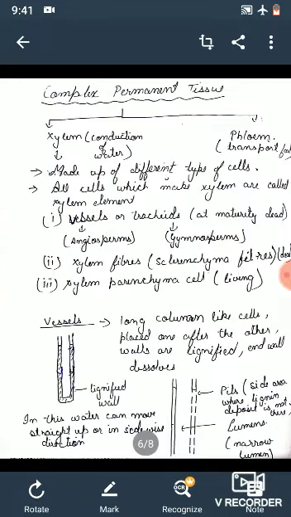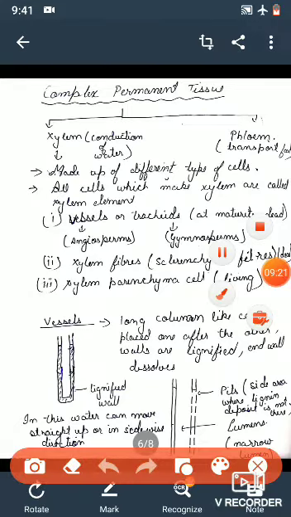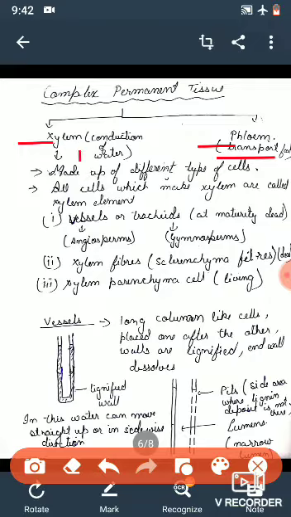Next is the complex permanent tissue. Complex permanent tissue is of two types, xylem and phloem. Xylem helps in the conduction of water, whereas phloem helps in the transportation of food to the various parts of the plant. First we will deal with the xylem here.